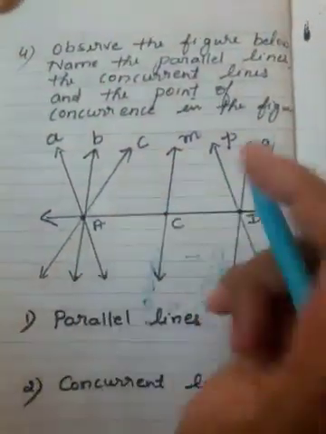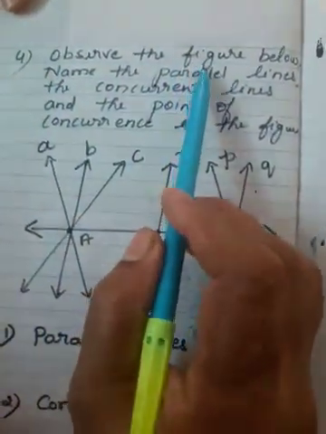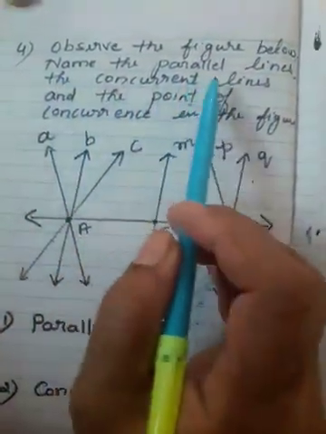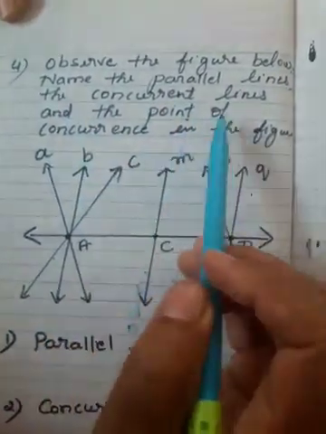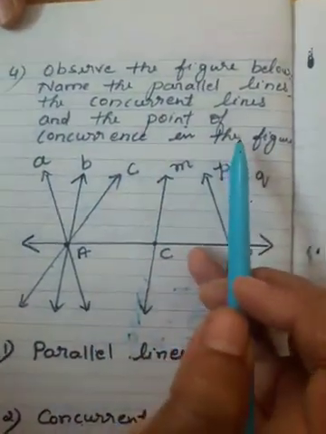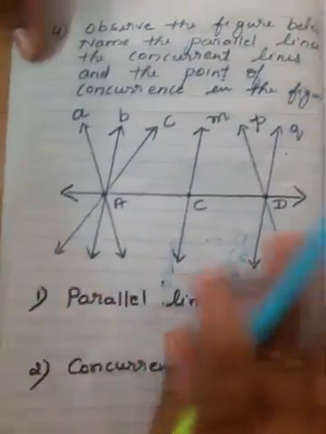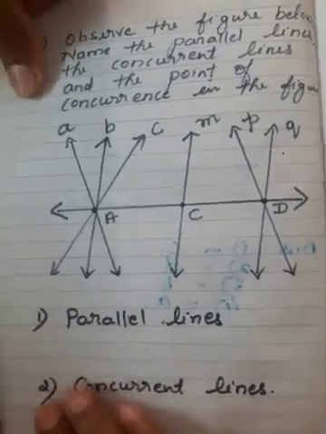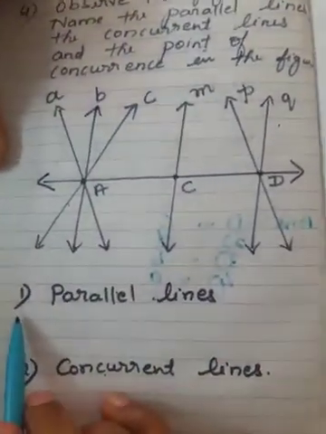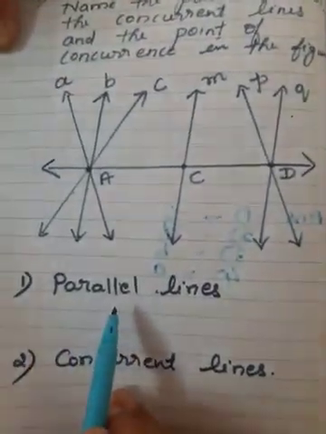Here what is given? Observe the figure below. Name the parallel lines, the concurrent lines and the point of concurrence in the figure. Students, now look at the figure. Observe the figure carefully. The first question is name the parallel lines.